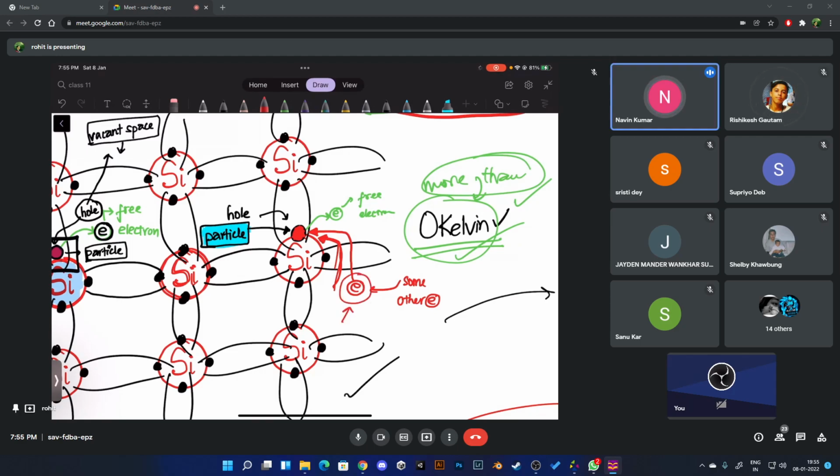In other words, I can say that the hole must be what kind of charge? Positive or negative? Positive. The hole must be a positive charge. Do you agree with this? Because who can come and sit here? Electrons. The holes are given positive charge. So please remember this. That's why we treat the hole as positive.